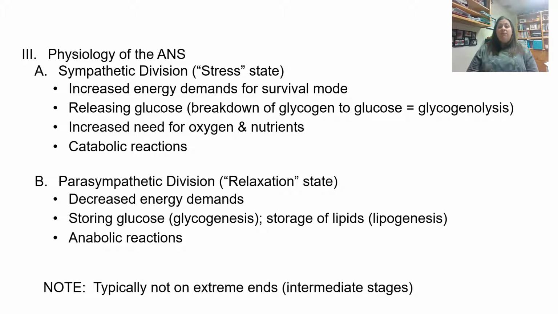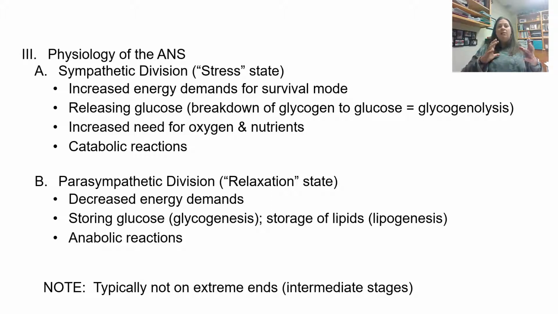The parasympathetic division is the relaxation state. This is going to decrease energy demands. It's going to allow you to store glucose, called glycogenesis, because we're going to store it away, and also the storage of lipids, which is lipogenesis. These are going to be more of the anabolic reactions where we're going to build things up. Now, typically not on the extreme ends, there are intermediate stages that are happening.